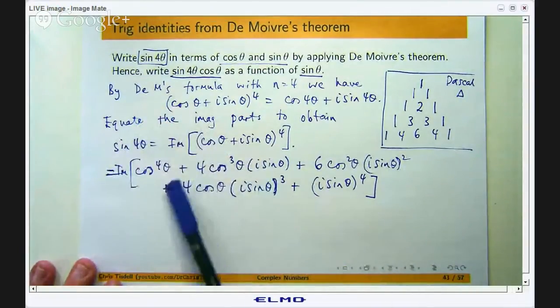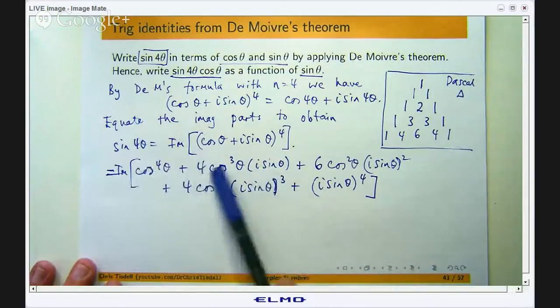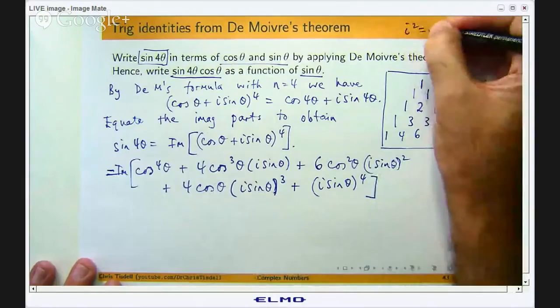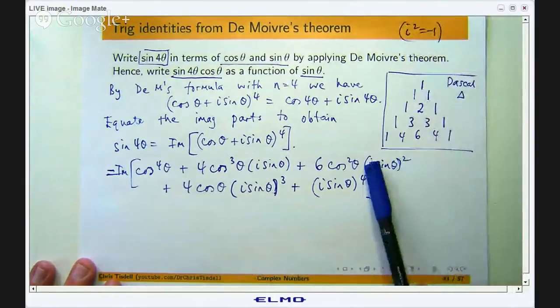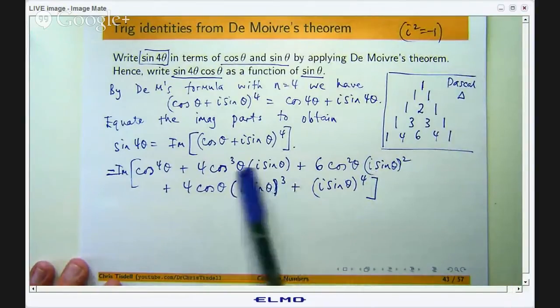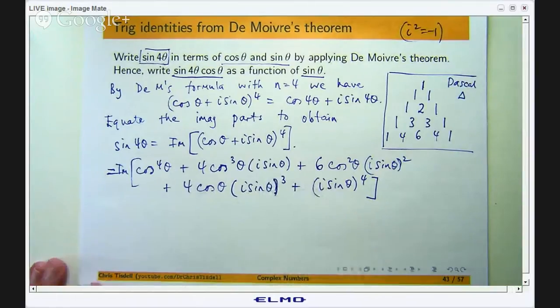out of here. So that has no I associated with it, so we can forget about that. That will have an I associated with it. Remember, I squared equals -1. So that'll become a real number, so we can forget about that. I cubed, that will become -I. So this will be something we're interested in. I to the power 4, that will become a real number.